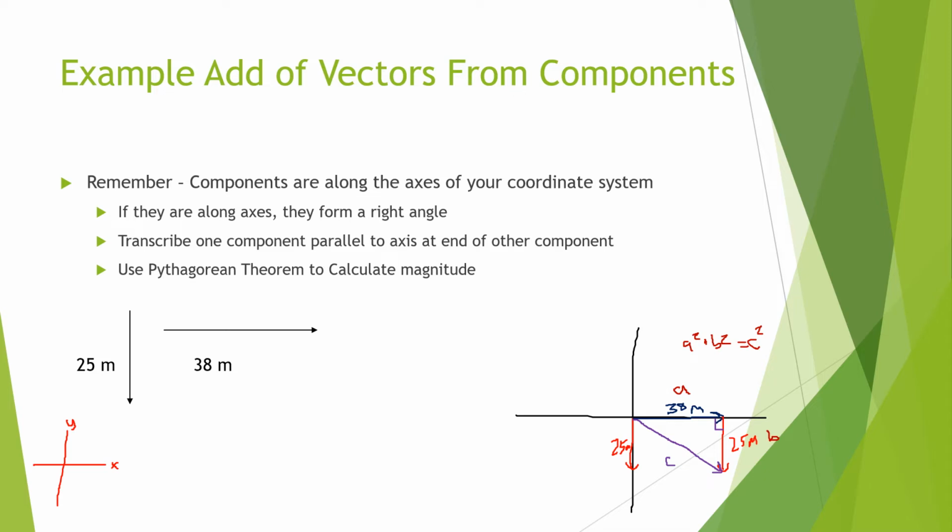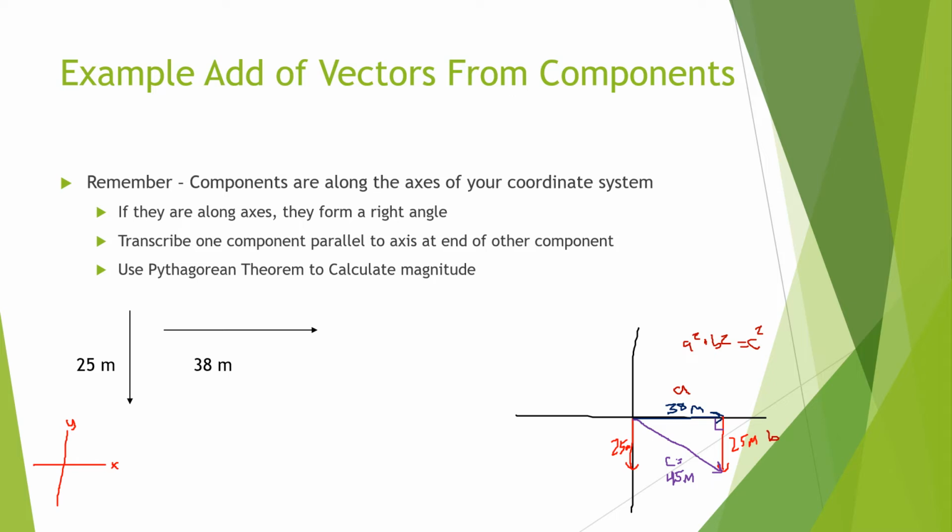In my calculator, I'm going to type 38, and I'm going to square it. And then I'm going to add 25 squared. So that'll give me 2,069 as c squared. Now to undo the square, again, I take the square root of 2,069, and that gives me roughly 45. So the magnitude of C is 45 meters, but it's not a vector yet.